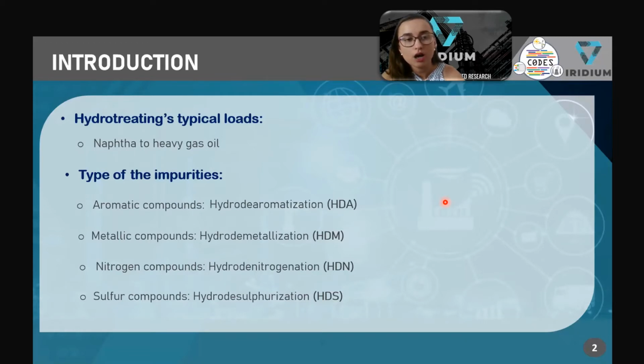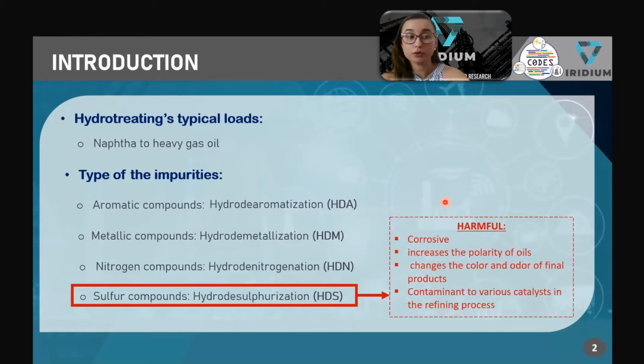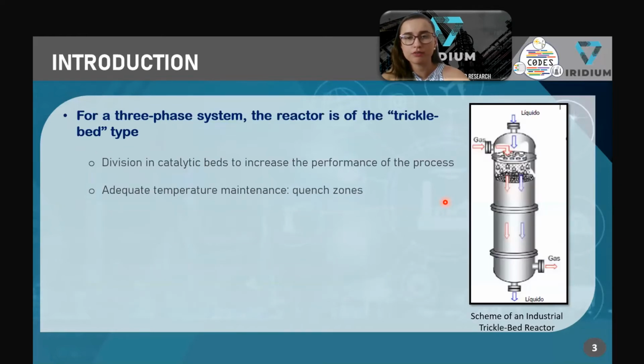According to the nature of the oil charged impurities, the hydrotreating process can be classified into different categories. The most common reactions occurring during hydrotreating are hydrodesulfurization, hydrodenitrogenation, hydrodeoxygenation, and hydrodearomatization. Among the oil impurities, sulfur proves to be harmful because it is corrosive, increases the oil's polarity, causes color change of final products, and it is a contaminant to several catalysts in the refining process.